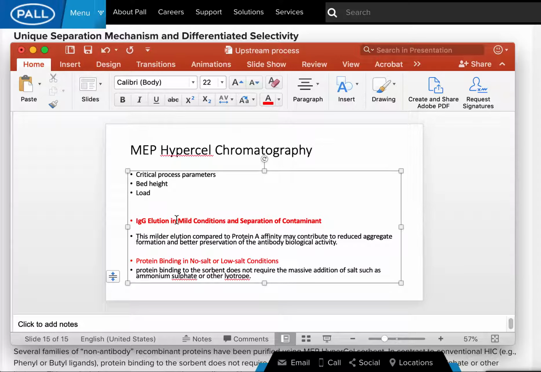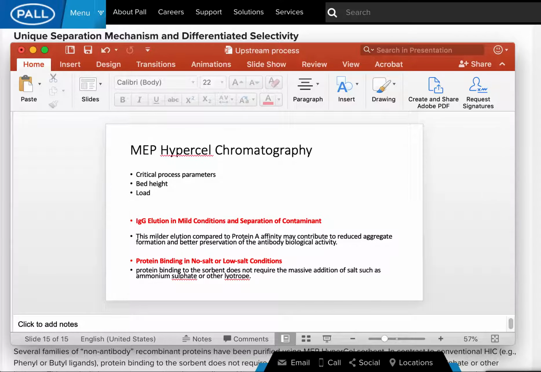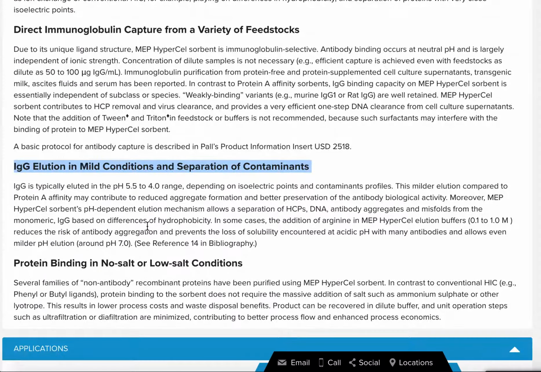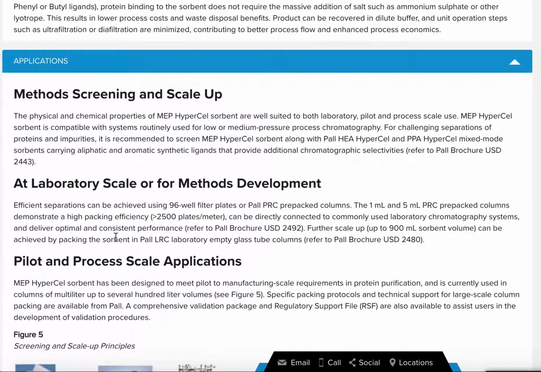So this point is pretty important. IgG elution in mild condition and separation of contaminant, protein binding in no salt or low salt condition. This is important, so you need to know these 2 points if you want to explain or sound fancy in an interview. Protein methods, screening and scale up.